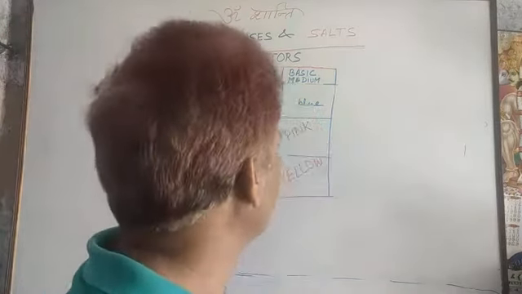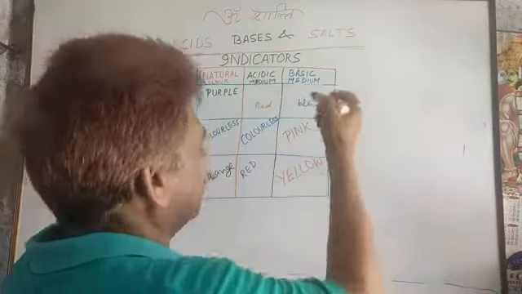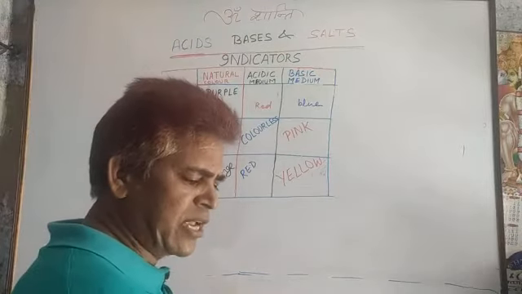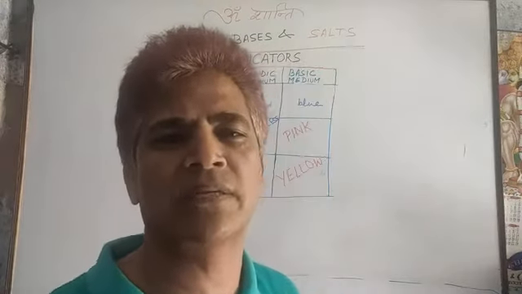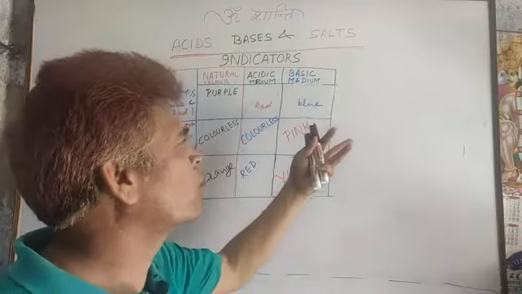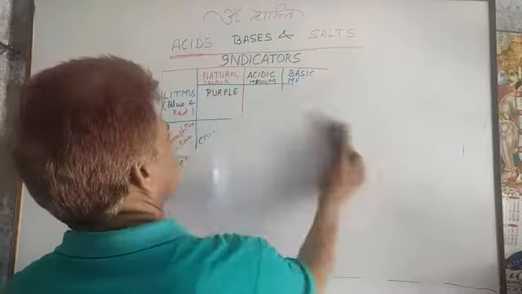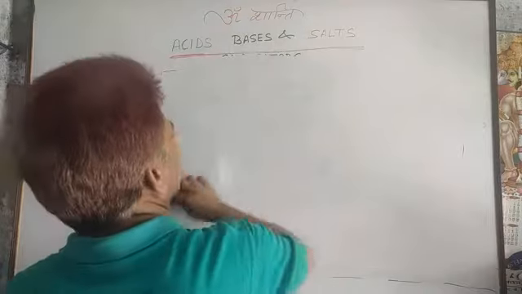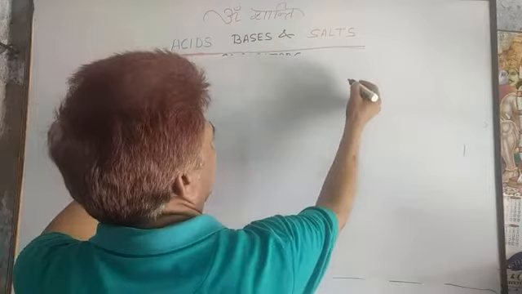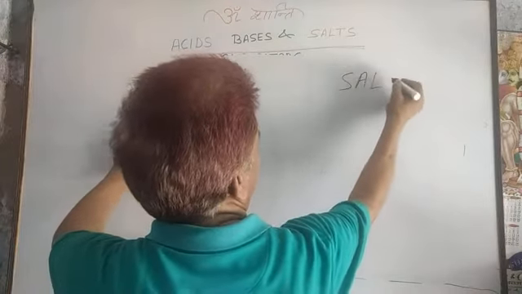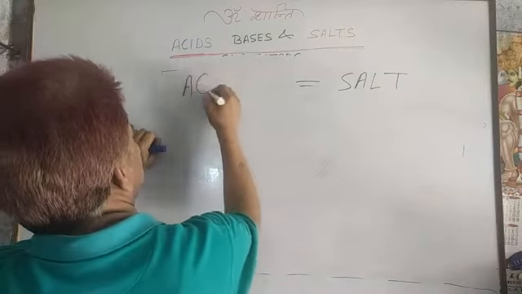My dear students, yesterday I already discussed acid and base, with some examples of stronger acid, weaker acid, stronger base and weaker base. Now further I am going to discuss salt. Yesterday I told you that salt is the resultant of the combination of acid and base.